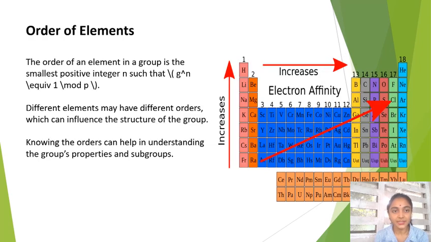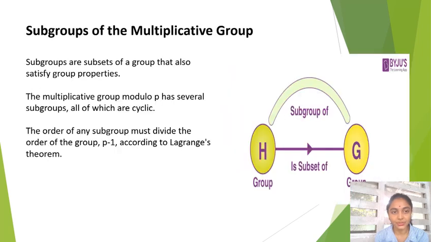Order of elements. The order of an element g in a group is the smallest positive integer n such that g to the n is congruent to 1 mod p. Different elements may have different orders, which can influence the structure of the group. Knowing the orders can help in understanding the group's properties and subgroups.